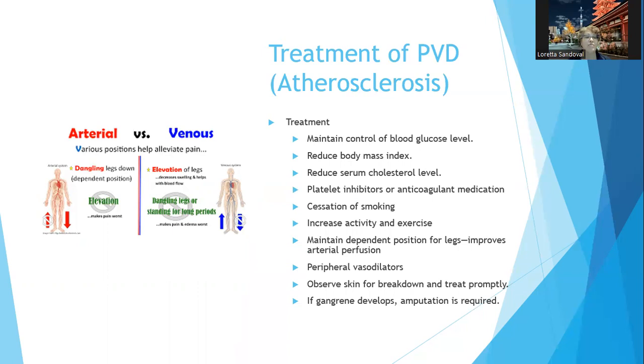When we get to the venous side: on the arterial side, we want the legs down. With venous insufficiency, we want the legs up. So it's good to know the difference. Peripheral vasodilators to increase the diameter of the arteries. Observe the skin for breakdown and treat any skin issues promptly, because you can end up having wound issues, and wound issues can develop gangrene, and then your leg gets amputated, and that's no fun. So you can have wounds develop from arterial or venous problems.